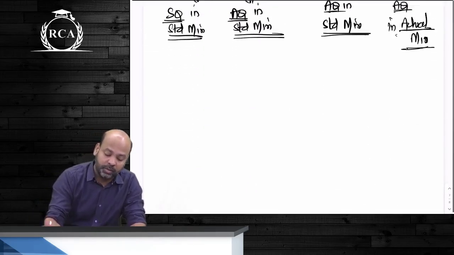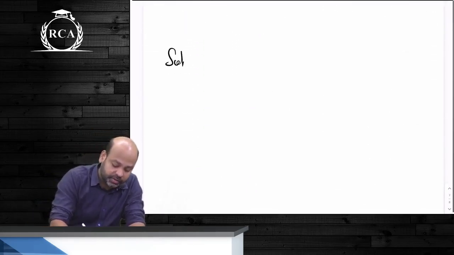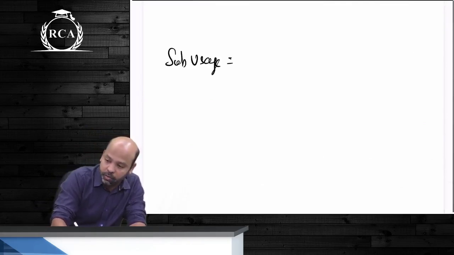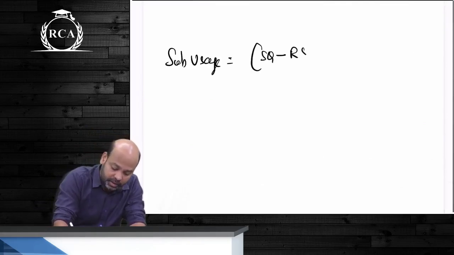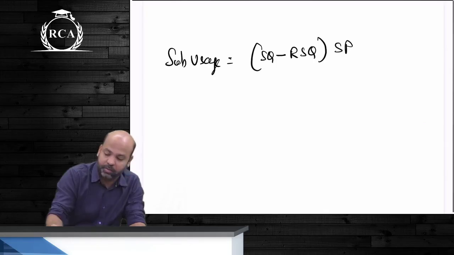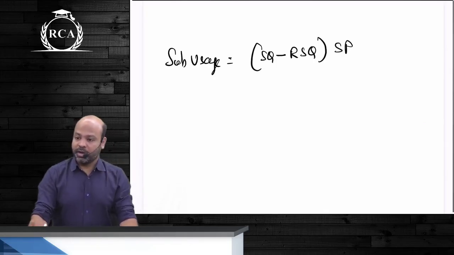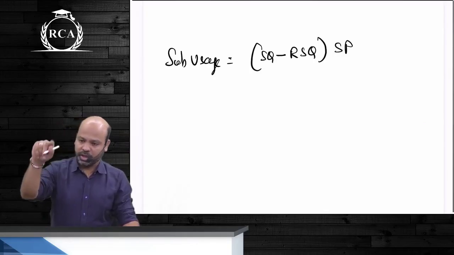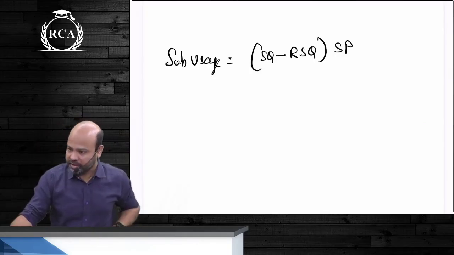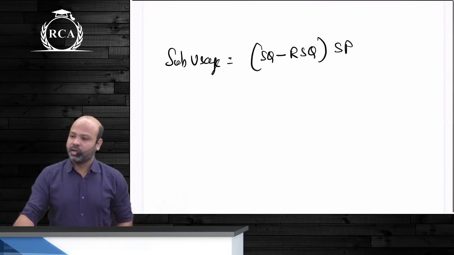So what will be the formula for sub-usage variance? You will write SQ minus RSQ multiplied by SP. Again, what is SQ? Standard quantity. Is that always in standard mix? Definitely. What is RSQ? Actual quantity, but in standard mix.